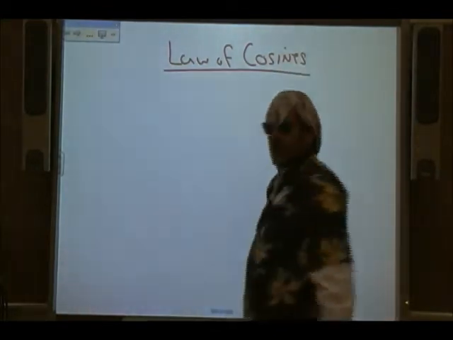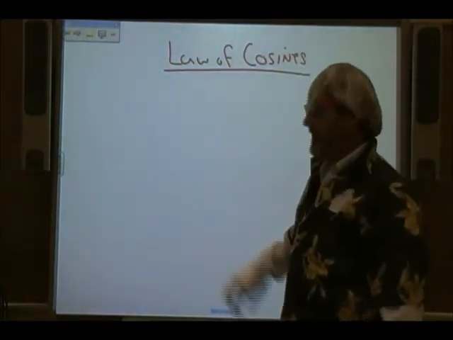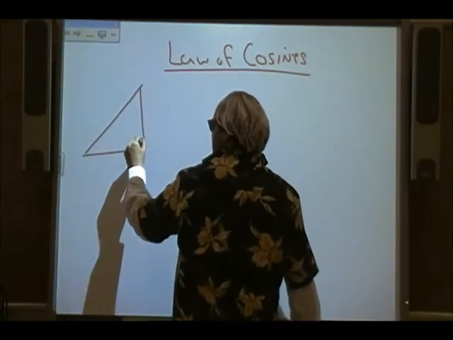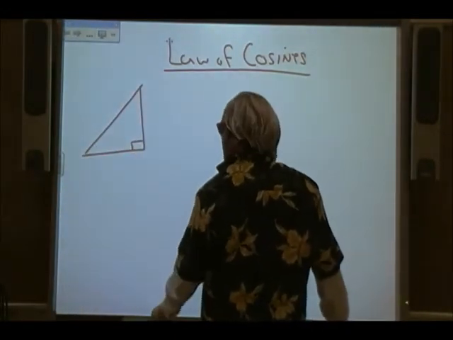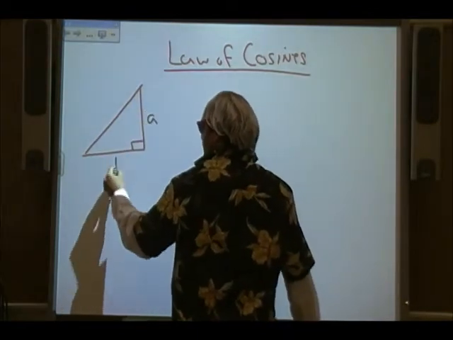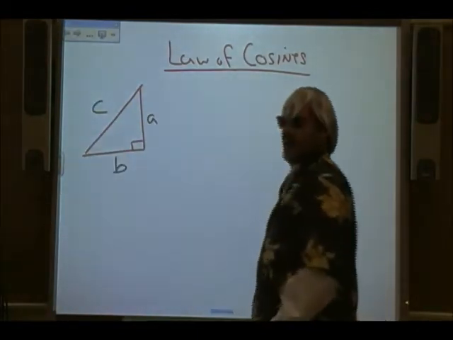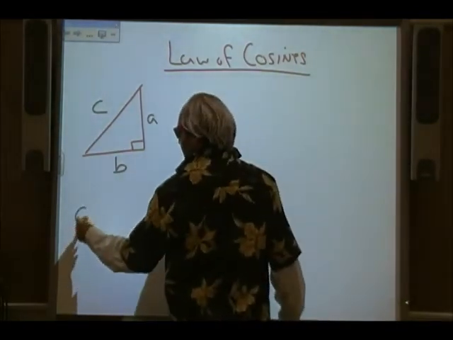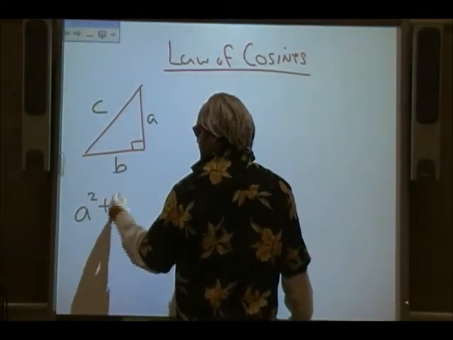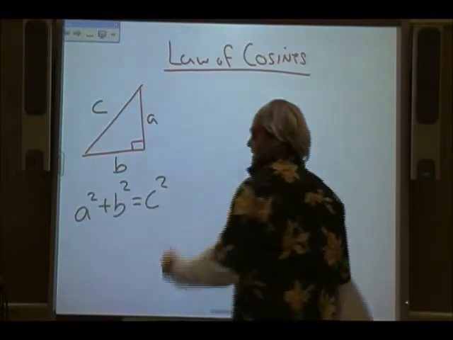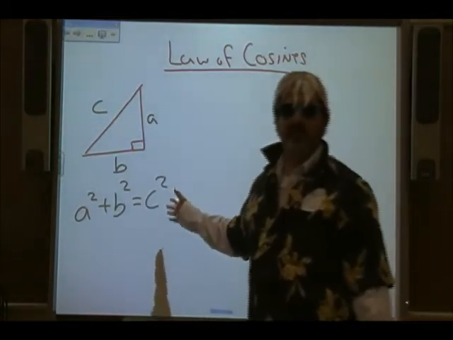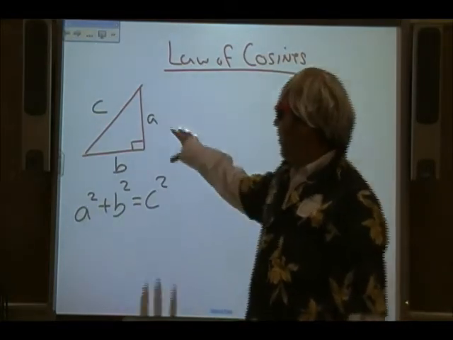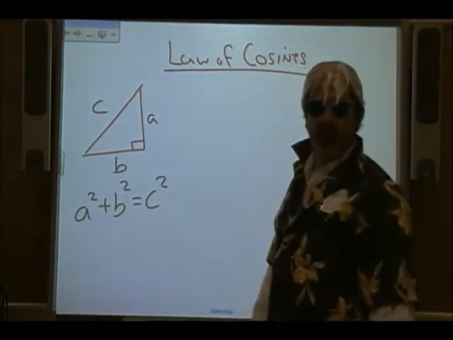First of all, it starts with looking at this basic one. Everybody should know this. If I have this as A, B, and C, then we have A squared plus B squared equals C squared. This is one of the most famous laws. This is the Pythagorean Theorem.